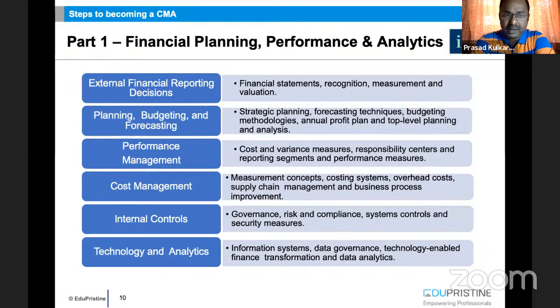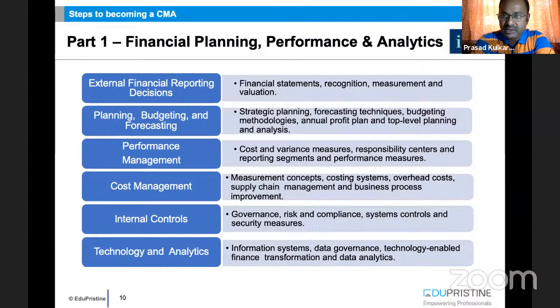We'll talk about how to prepare a budget: annual budget, forecast, monthly budgets, quarterly budgets, half yearly budgets, annual budget, 3-year plan, 4-year plan, 5-year plan. All of those things would be looked into in this subject. Top-down approach, bottom-up approach, all of those things would be covered over here in planning, budgeting, and forecasting.